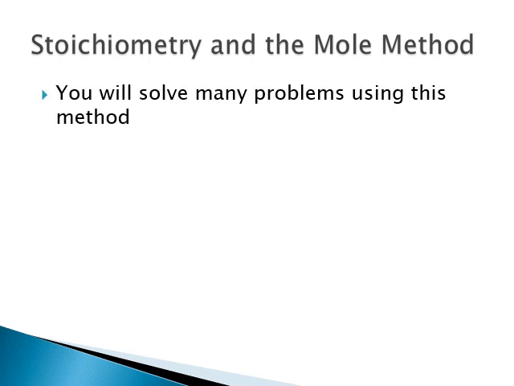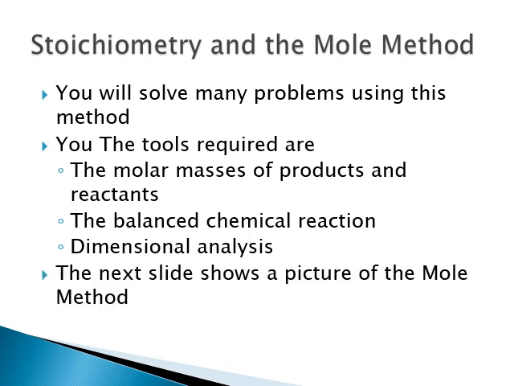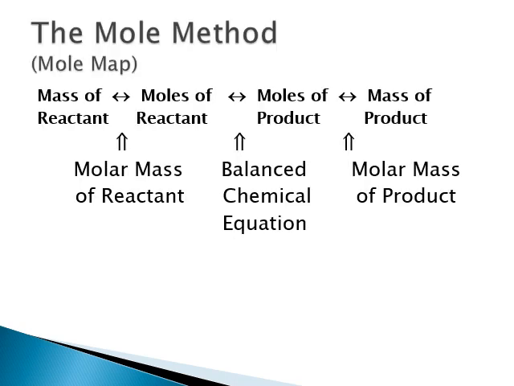You will solve many problems using the mole method. What we need is the molar masses of the reactants and products, the balanced chemical reaction, and then our actual method is dimensional analysis. This next slide shows a map, a picture of the mole method. We can go between mass and moles of both reactants and products using the molar mass. We convert between moles of reactant and moles of product using the balanced chemical equation.